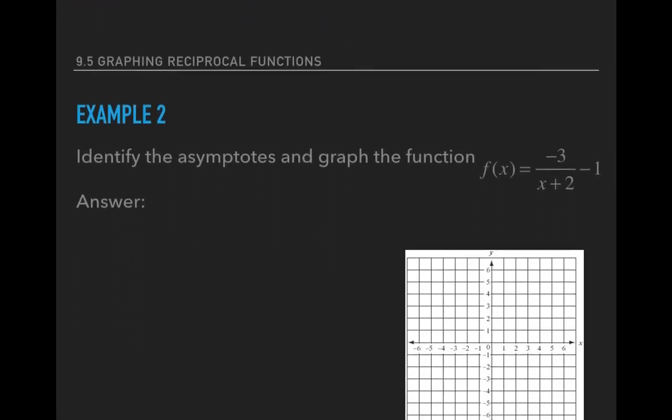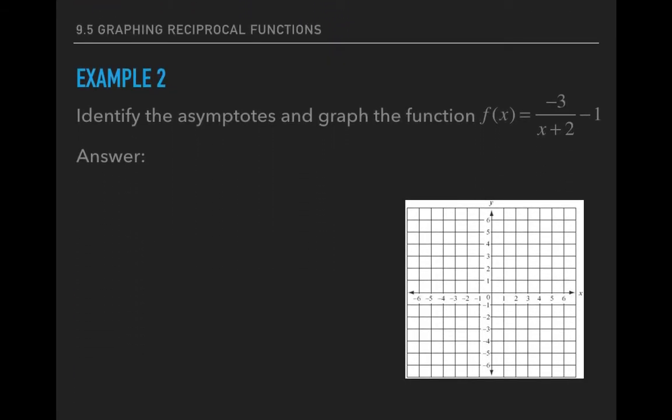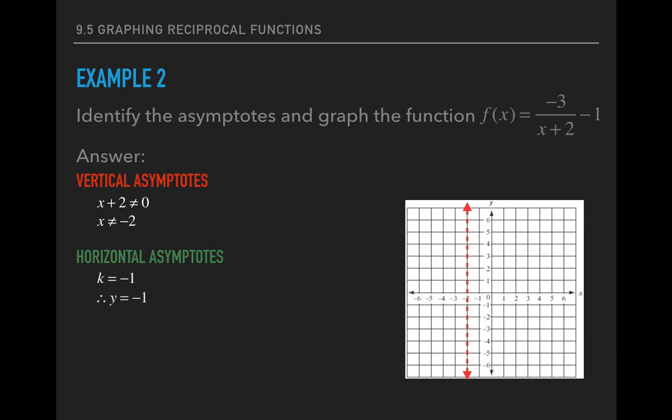All right, let's do another one. Beginning with our vertical asymptotes. They occur where you have an undefined function, which is when your denominator equals 0. So our vertical asymptote is going to be at the line x equals -2, because our graph cannot equal -2. Our horizontal asymptote occurs at our k value, and so the equation of that line is going to be y equals -1.